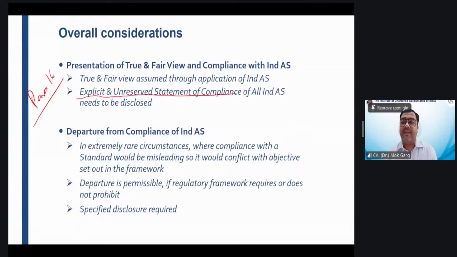Okay, right? And if you apply the applicable requirements of Ind AS, the true and fairness of the financial statement is assumed. Okay. Departure from compliance of Ind AS, right? In extremely rare circumstances where compliance with an Ind AS would be misleading, so it would conflict with objectives set out in the framework, right? Then departure is permissible if regulatory framework requires or does not prohibit. Then specified disclosure required.